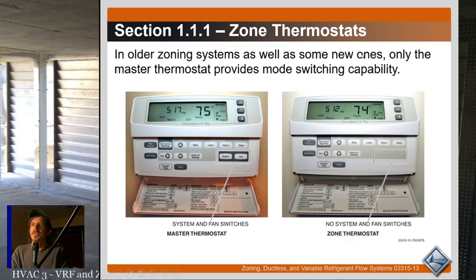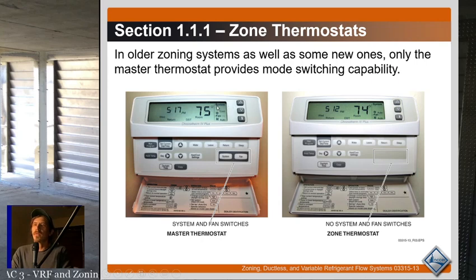Alright, so older zoning systems as well as some new ones, only the master thermostat provides mode switching capability, and that is very common even on the newer ones. Obviously, you can't have one thermostat calling for cooling and one calling for heating. This is not a VRF system, right? So the system has to be running in heating or cooling at any given time.